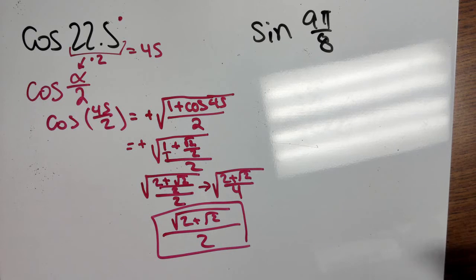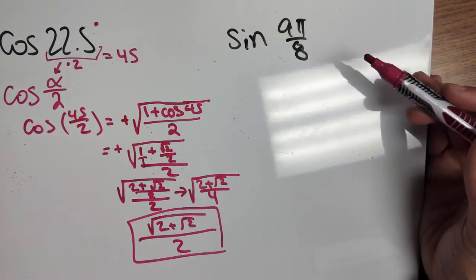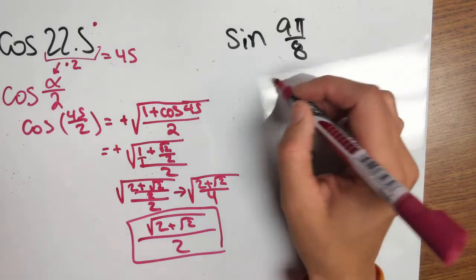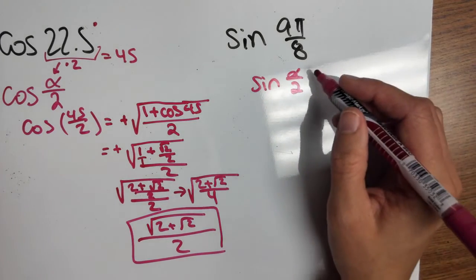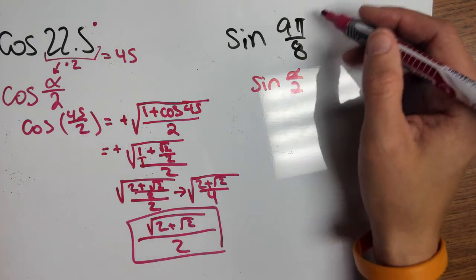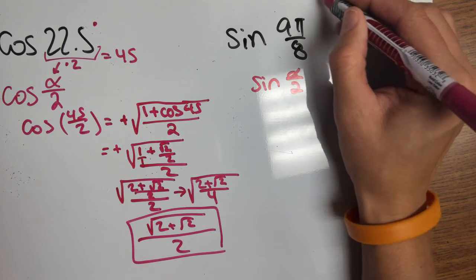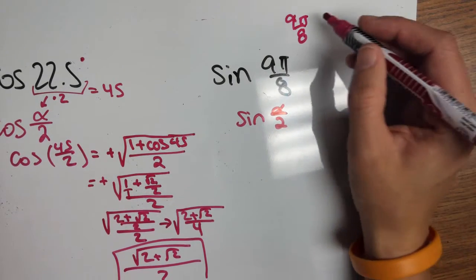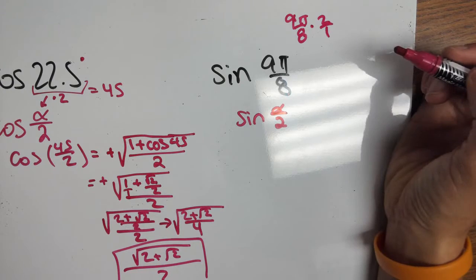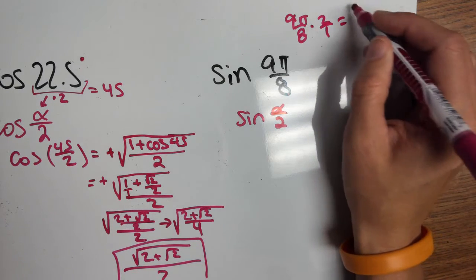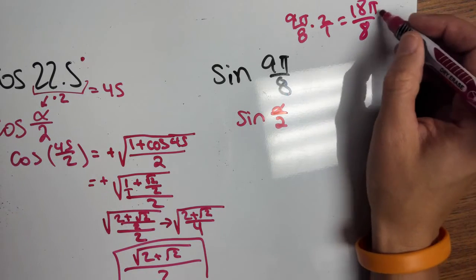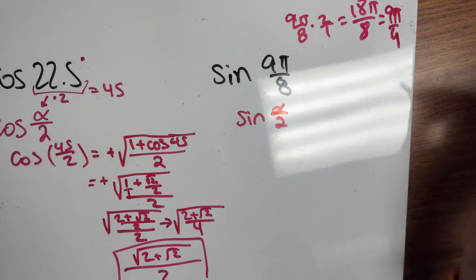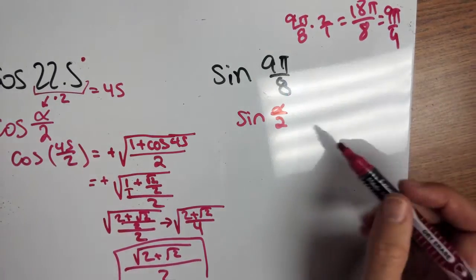Then if we want to do a sine value, now this one's in radians, so a little bit tougher. We're going to do the same process. We're going to do sine of alpha over 2. We have to find alpha, so you're going to take your angle, 9 pi over 8, and just double it. Find what 2 over 1 is when you multiply that together. We get 18 pi over 8. If you were to simplify that, we would get 9 pi over 4. It is a unit circle value. It's just going around the circle more than once.